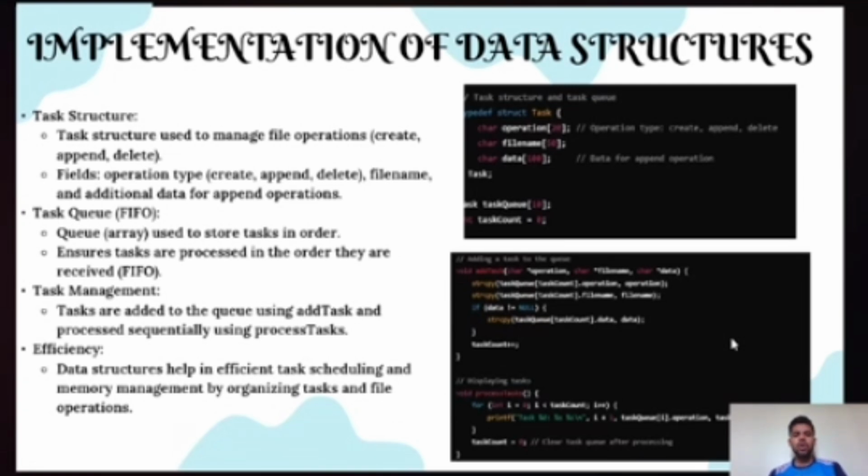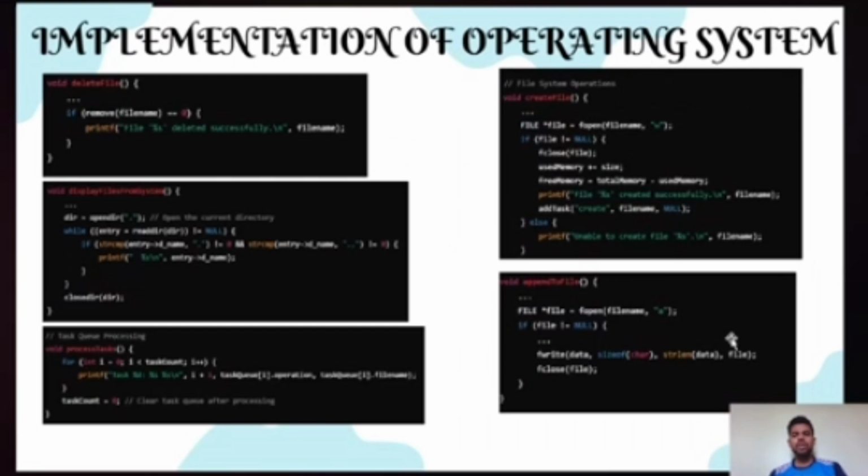Task queue: a queue or array used to store tasks in order, which ensures tasks are processed in the order they are received. Task management: tasks are added to the queue using add task and processed subsequently using process task efficiently. The data structures help in efficient task scheduling and memory management by organizing tasks and file operations. The implementation of the operating system part will be done by Rahul.